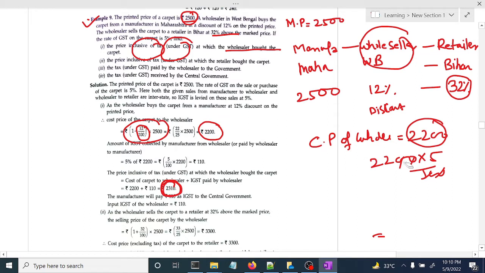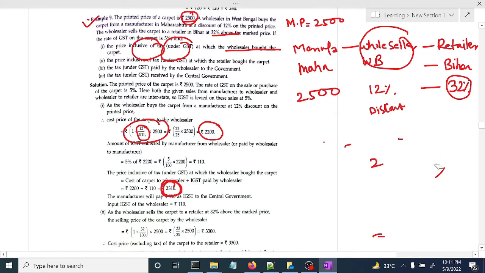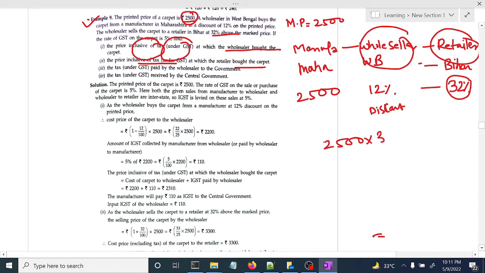We'll go to the second part of this problem. The second part of the problem says the price inclusive of tax at which the retailer bought. So this guy bought inclusive of GST. The price including GST at which the retailer bought the carpet. So the retailer bought the carpet at what price? Because the wholesaler sold it to him 32% above mark price. So my mark price was this, then 32% profit he is making.